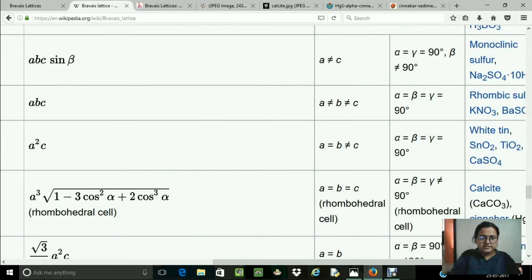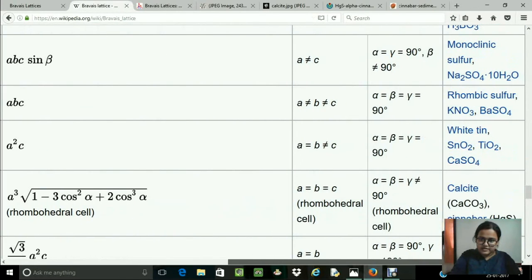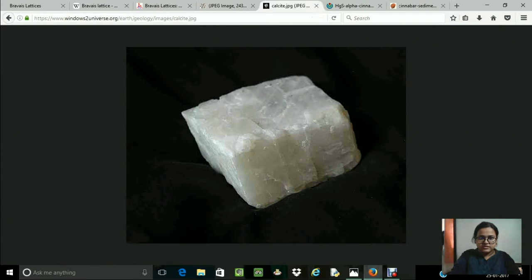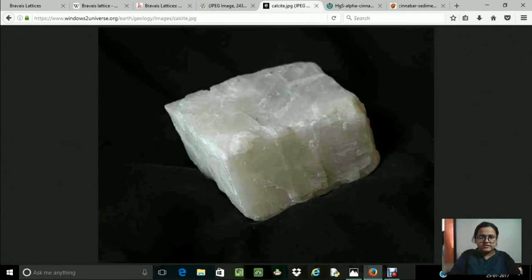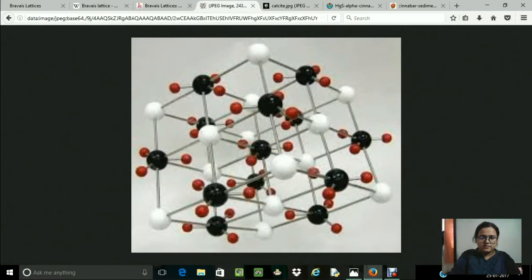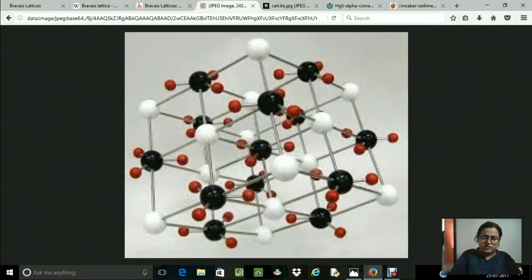So, as we can see here, some examples of this rhombohedral are calcite, that is CaCO3, and cinnabar, that is HgS. So, we'll now have a look at what calcite is. So, this is our calcite, and the solid state structure for this is this one. This is the solid state structure for our calcite.